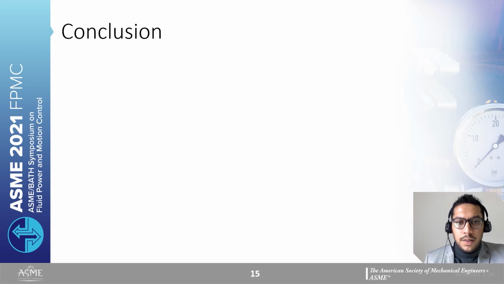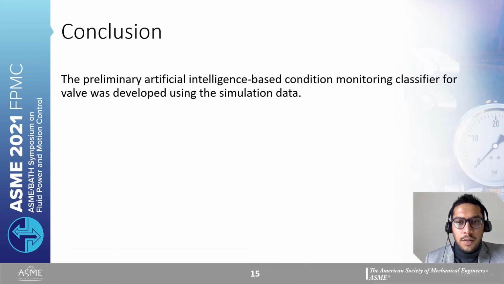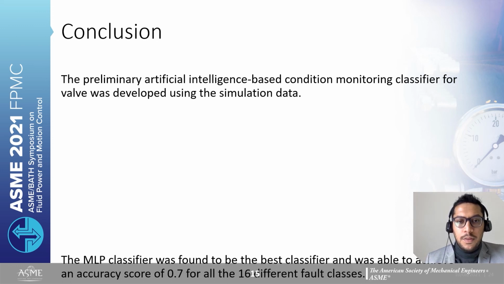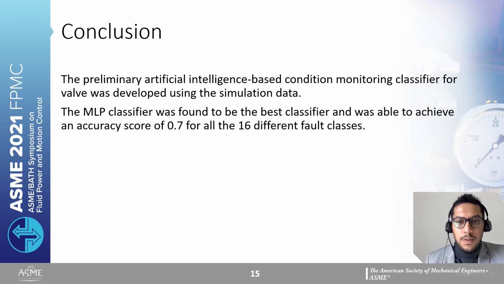In conclusion, the preliminary artificial intelligence-based condition monitoring classifier for valve was developed using the simulation data. The MLP classifier was found to be the best classifier and was able to achieve an accuracy score of 70% for all the 16 different fault cases.